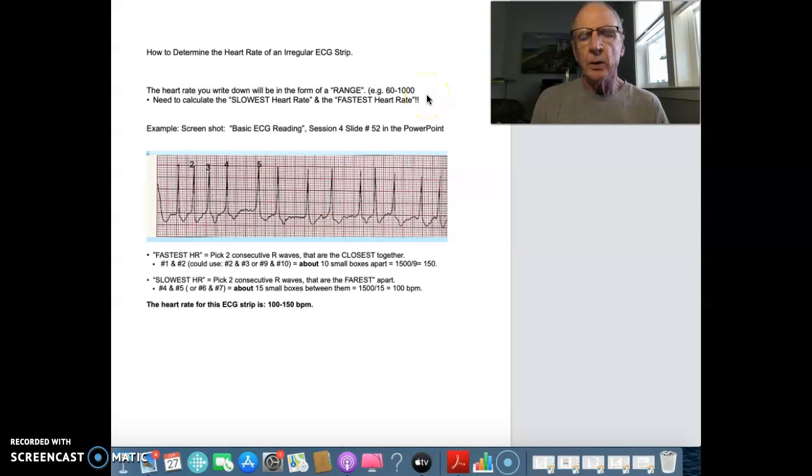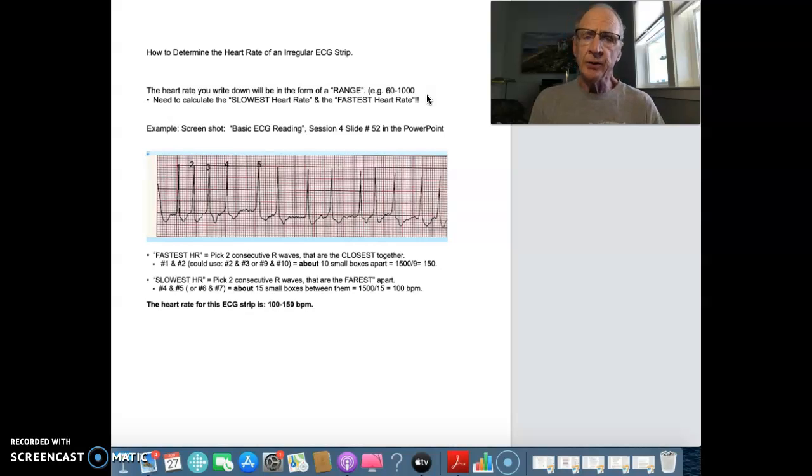In this video, what we're going to look at is how you ascertain what the heart rate is if you're looking at an ECG that has an irregular rhythm. It's pretty obvious when you look at a regular rhythm on an ECG strip. Since the heart is beating at the same rate, you're going to get a single number: 70 beats per minute, 100 beats per minute, but it'll be the same.